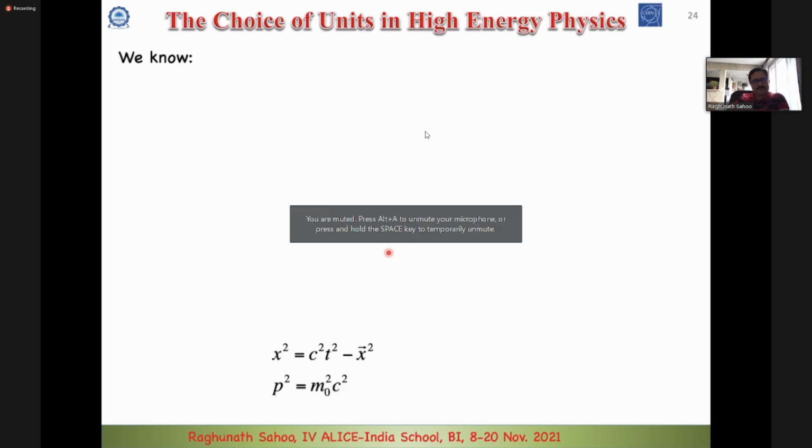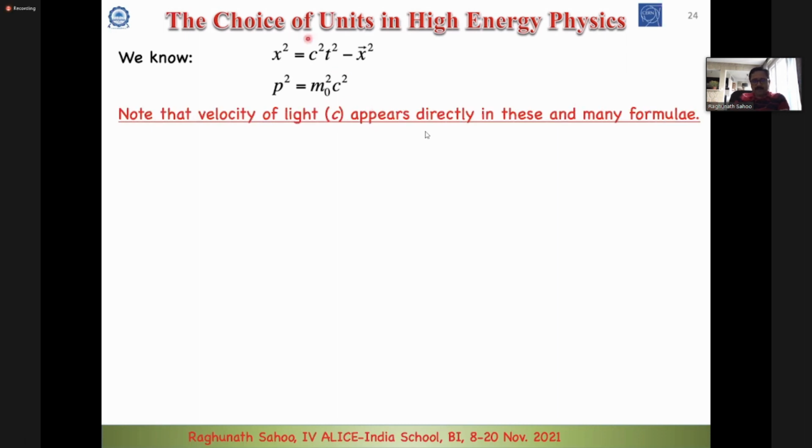So let me build up the story first. We know I can write x square, where x is essentially my 4-vector x. So this is equal to c square t square minus the 3-vector non-Newtonian space coordinate, squared. So p square, the 4-momenta square, I can write as m0 square c square, right? So this I know, and you can notice that c is always coming in all the equations.